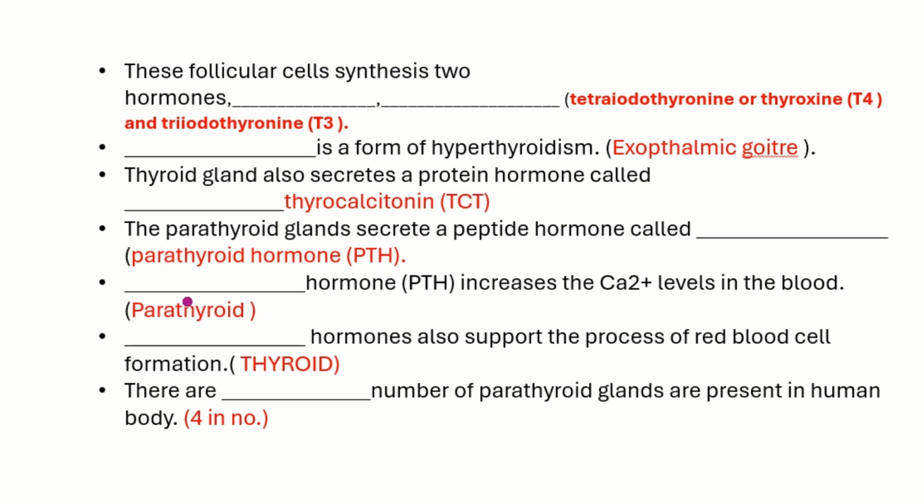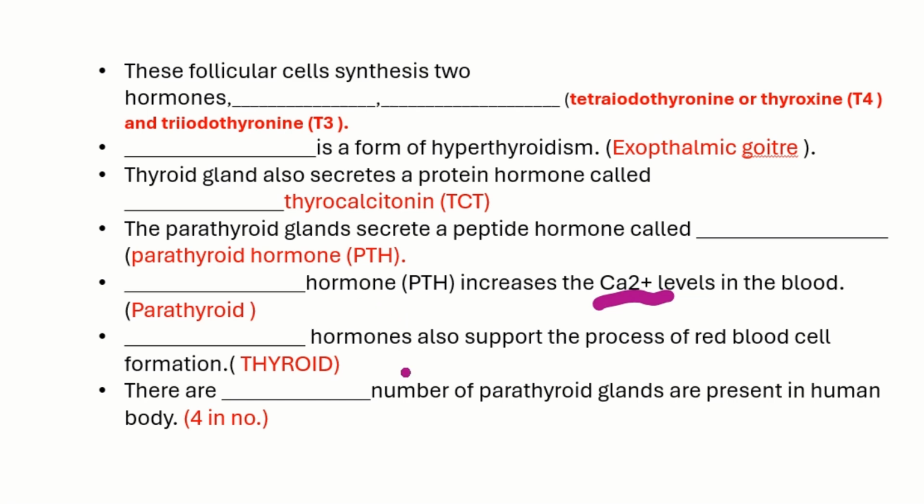Keep a note. And next one, dash hormone, that is PTH, increases the Ca2+ levels in the blood. What is that? Give the answer. Ca2+, this point is very, very important. If it is this, then the hormone is parathyroid. Very good.